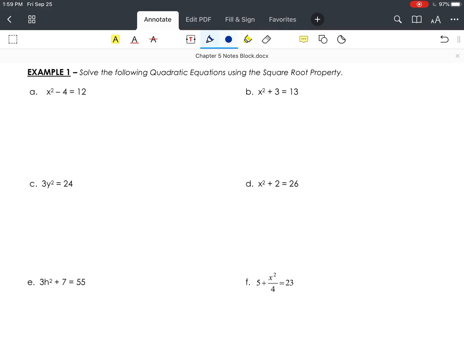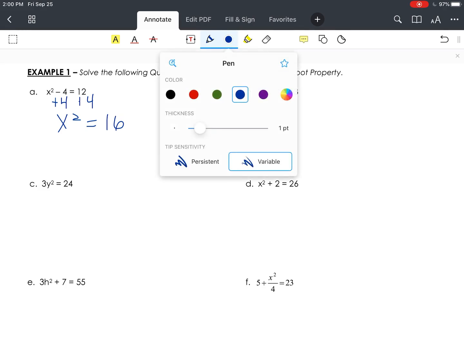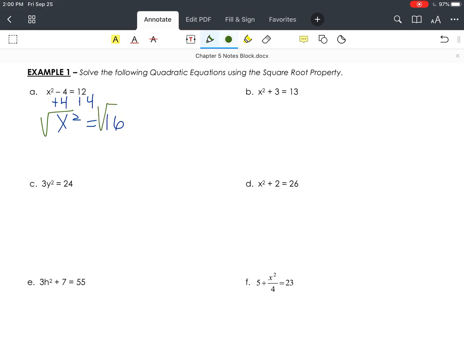So in example 1, again, I want to get x squared by itself. First, I'm going to add 4 to both sides, so I end up with x squared equals 16. I want to know what x is, so I'm going to take the square root of both sides. This is where you have to remember to write plus or minus. Whenever you take the square root, you should be getting two answers. The positive and negative square root of 16 is 4. So your answer is positive 4 and negative 4. Both of those, when you substitute them back in, will give you a correct answer.